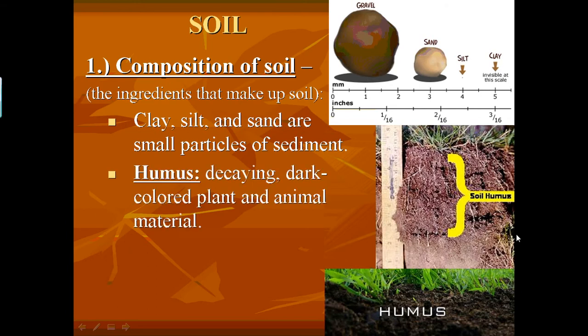Humus is decaying, dark-colored plant and animal matter. So decaying means that these plants and animals have died and they're breaking down. In the pictures below, you see that humus is right there at the top near the grass. In both pictures, it's that dark looking soil.